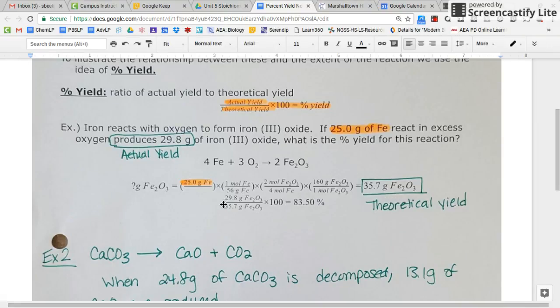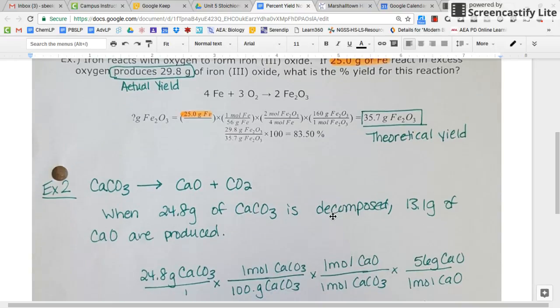The only new part here is now we're dividing the actual mass from the problem, 29.8 grams, by the number we just figured out, the theoretical, times 100. That tells us that our reaction has an efficiency of 83.5%.